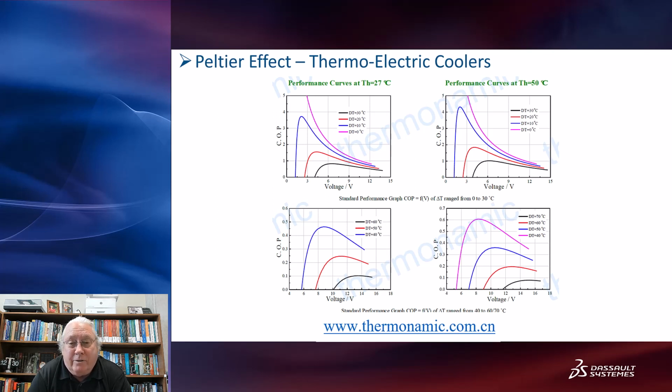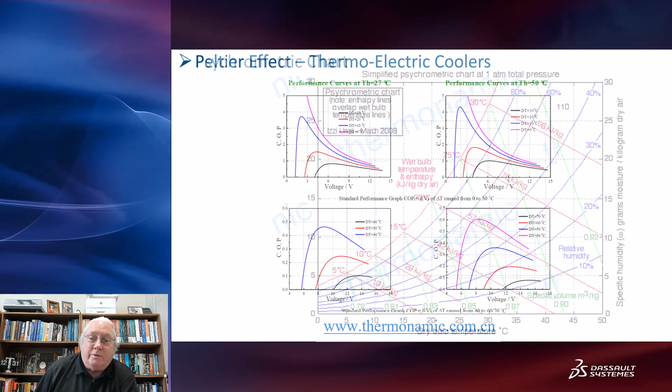So it boils down to you want to keep the hot side as cool as possible. So you keep that delta T low, and that will raise your coefficient of performance. You've got to extract the heat from the hot side to get the cold side even colder. So that's the operating parameters of those devices.